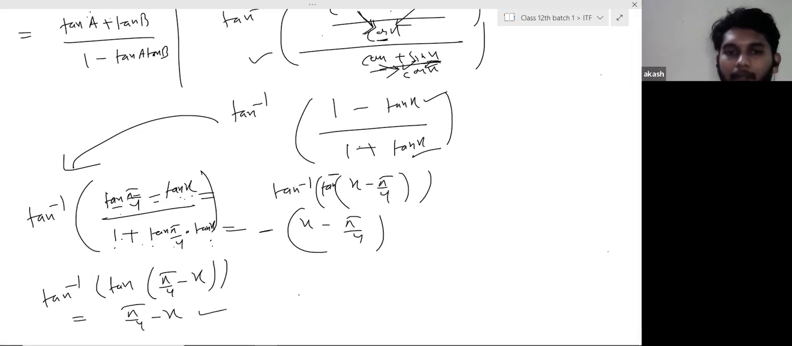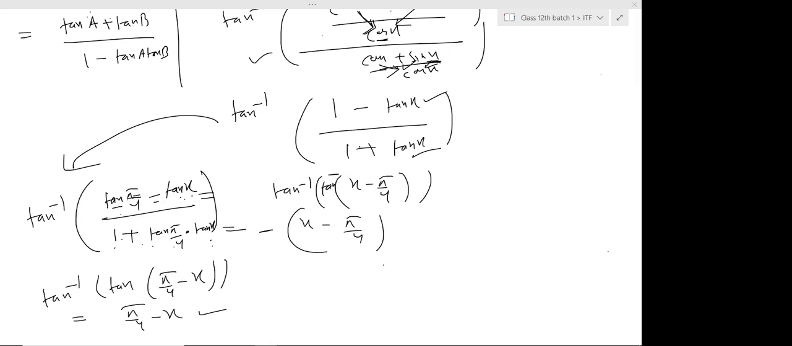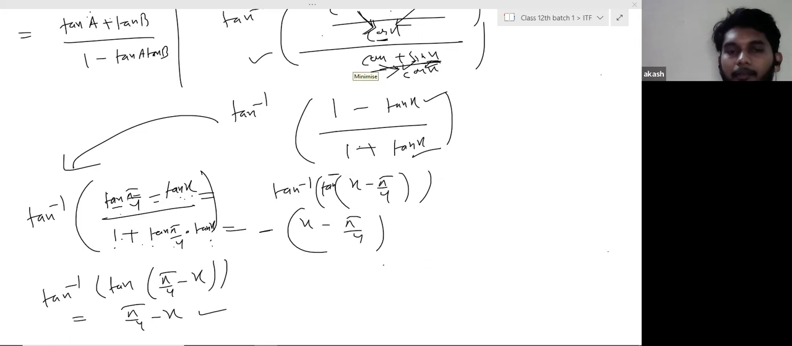So pi by 4 minus x is the answer. All right. Anyone else has any doubt on this? Shekani? Shekani is not present, I guess. Sir, I'm there. All right. Understood this question?